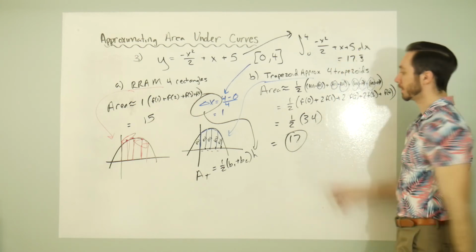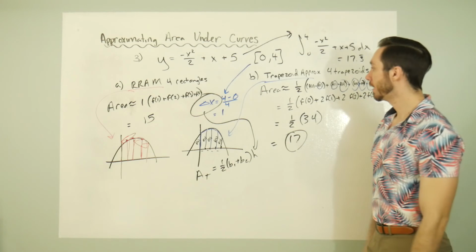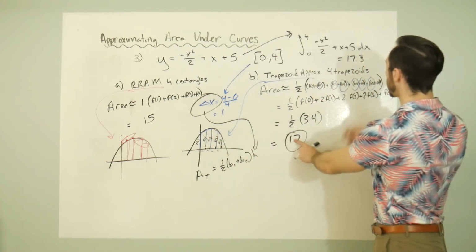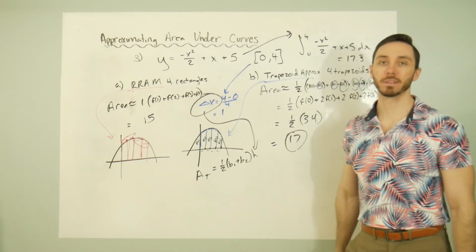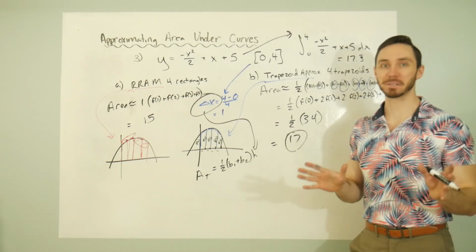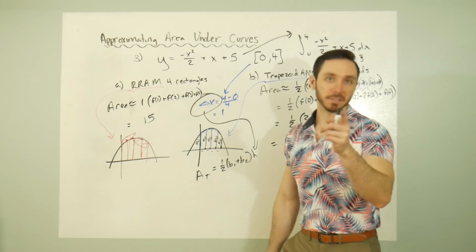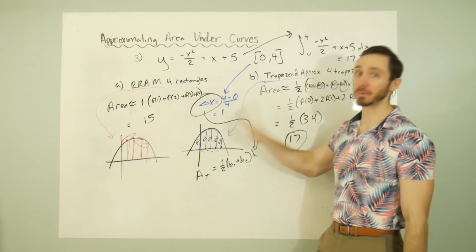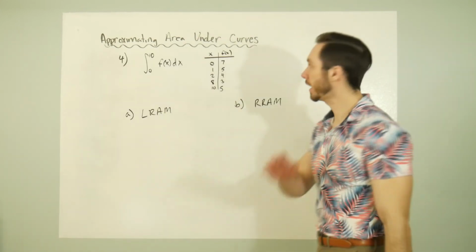17.3 repeating, so trapezoid was pretty close. These little slivers were largely negligible. Right, take this as a ratio 17 over 17.3 repeating. That's like 90-something%. That's very close. So 98%. It's almost there. Trapezoids make great approximations.